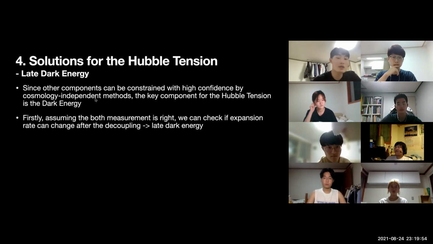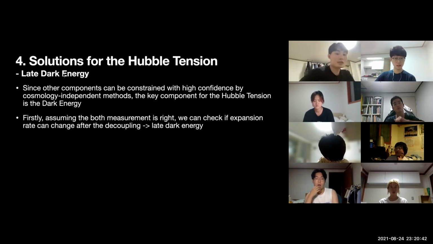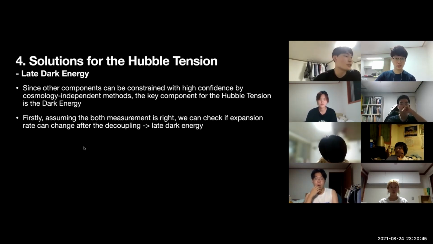And among the three components of the universe I mentioned, matter and radiation are measured with relatively high confidence by independent methods, so we can think that they are correctly measured. So the key component would be dark energy, because its character is still unknown. There might be two options to solve the Hubble tension using dark energy.